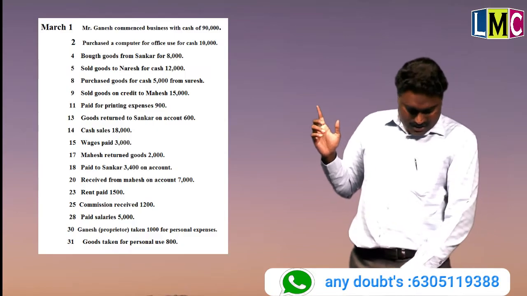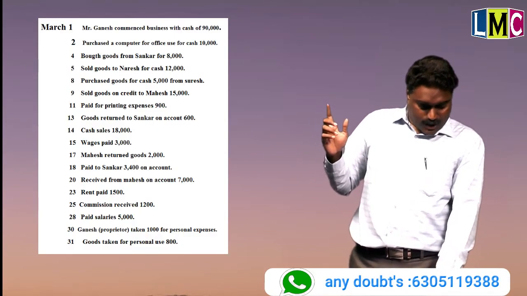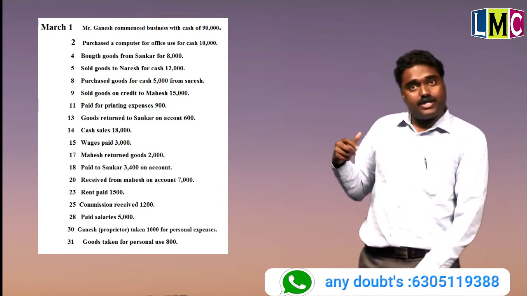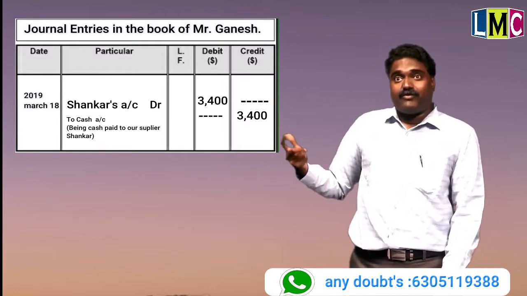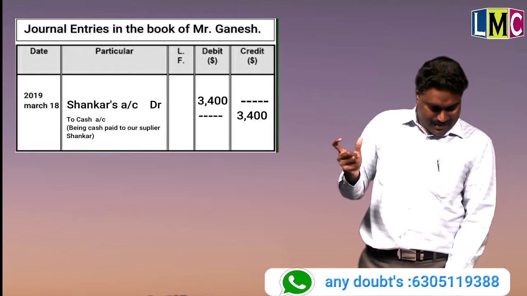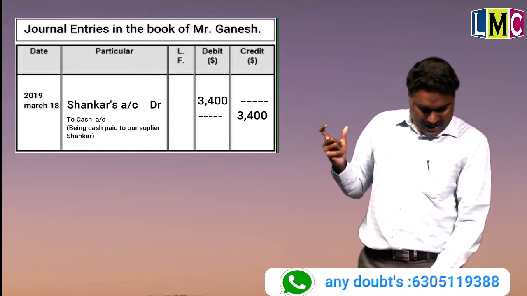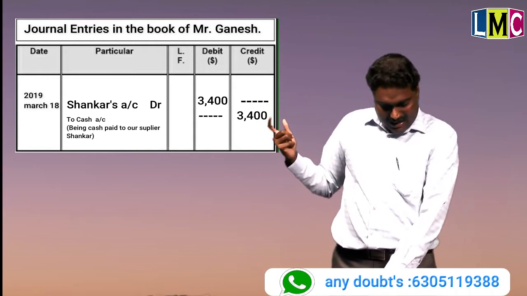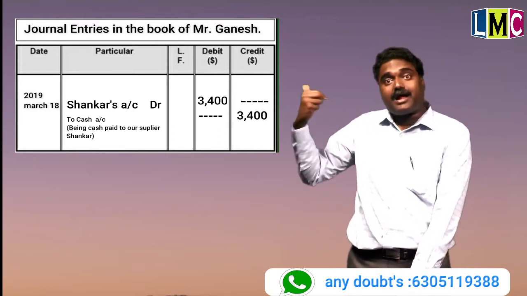Okay. Next, what's the transaction? On 18th, paid to Shankar 3,400 on his account. Paid to Shankar. What is coming in? Whenever you pay, his name is coming in. Right? Is that clear? Paid to Shankar, 18th March. So Shankar account debtor to bank account. Paid in his account, right?